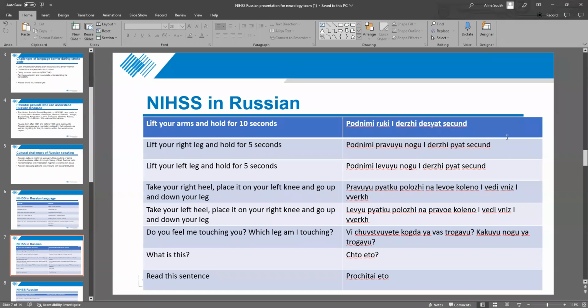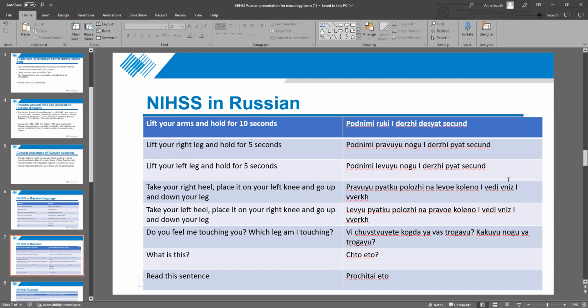Ben wants to read this one. Can you all repeat one more time? Let's go, Ben. You're going to read the lift your arms and hold for 10 seconds, which is подними руки и держи 10 секунд. Wow, you guys have a Russian speaker over there? Yeah, да. Okay. Now the second one, lift your right leg and hold for 5 seconds. So подними правую ногу и держи 5 секунд.